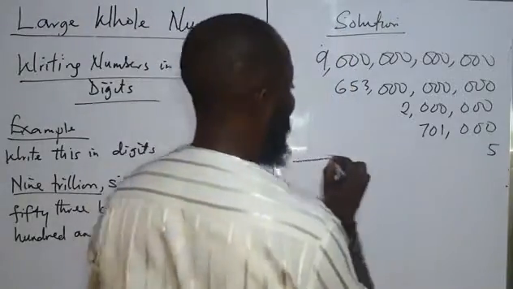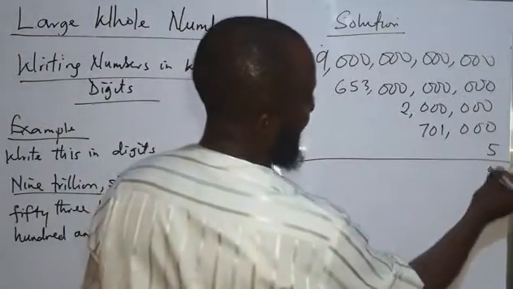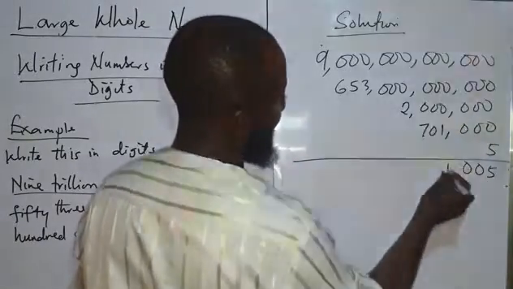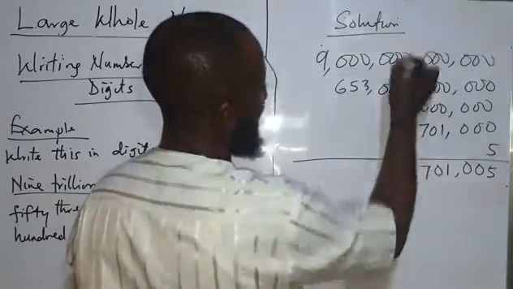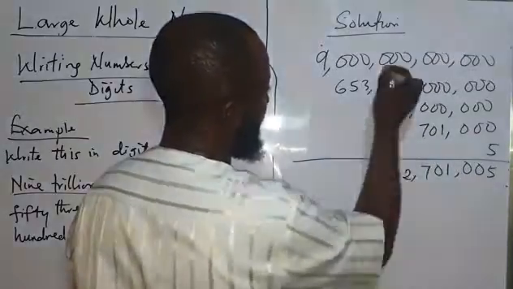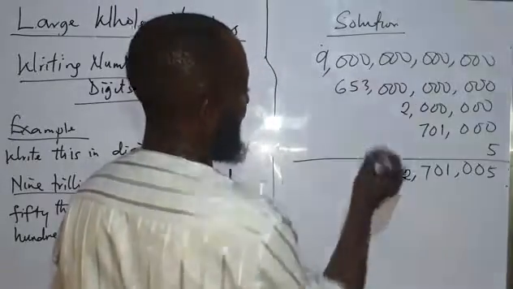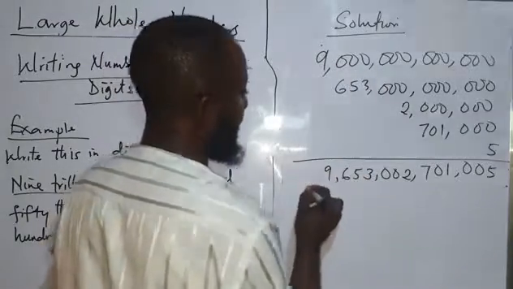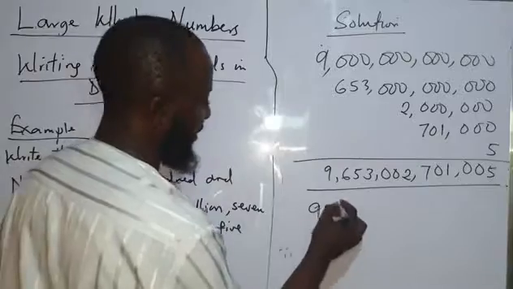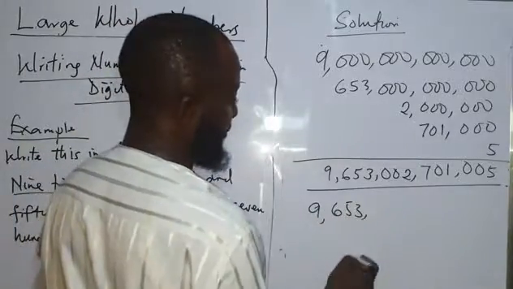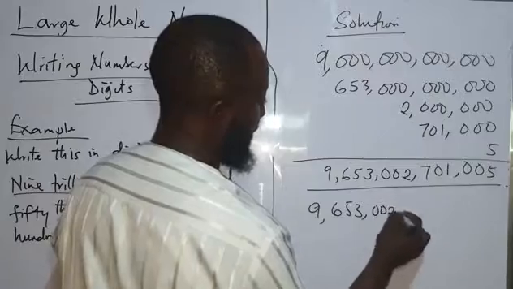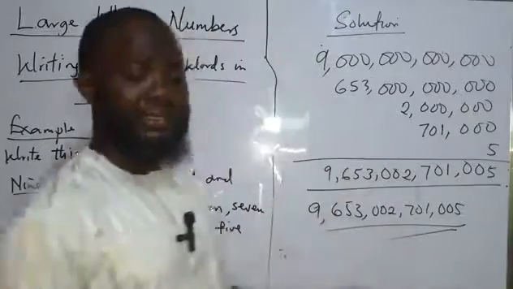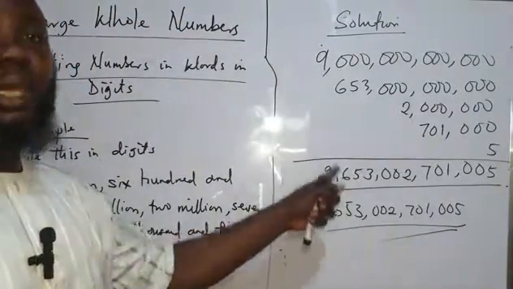So what we're going to do now, we add everything together. This is what? 5, 0, 0. Put a comma. Then we have 1, 0, 7. Put your comma. We have 2, 0, 0. Put your comma. We have 3. We have 5. We have what? 6. Put your comma. Then we have 9. So this is the answer: 9 trillion 653 billion 2 million 701,000 and what? 5. If you analyze it this way, there is no way you miss the answer.